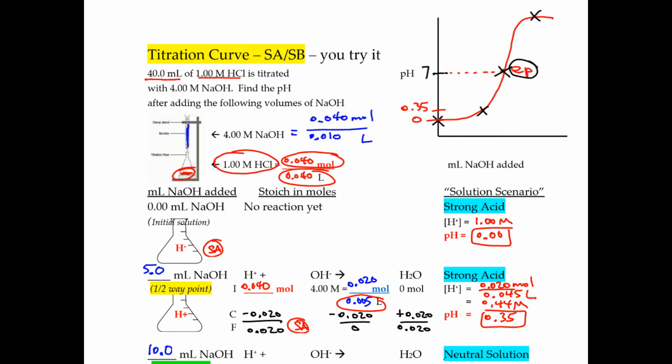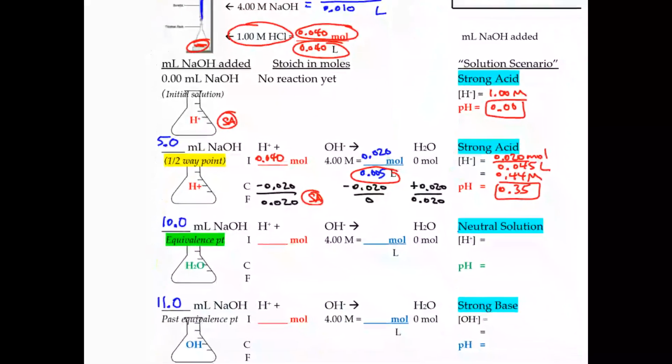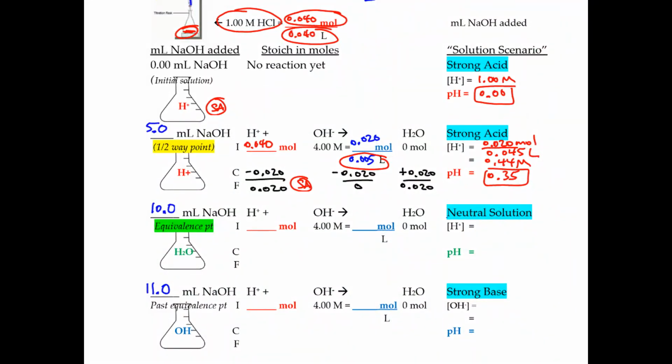So you can see the halfway point is not really that much higher than the beginning. However, when you get to the equivalence point, that's when things really change drastically. So let's go to the equivalence point. I know that I've added 10 milliliters of the base, so I'm going to write my 0.010 liters here. And remember, I already knew that this was 0.040 for the acid moles. And of course, at the equivalence point, this should come out to be the exact same number.